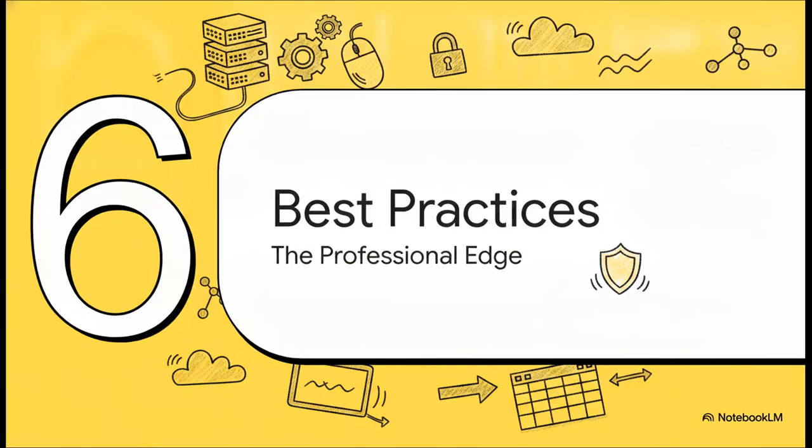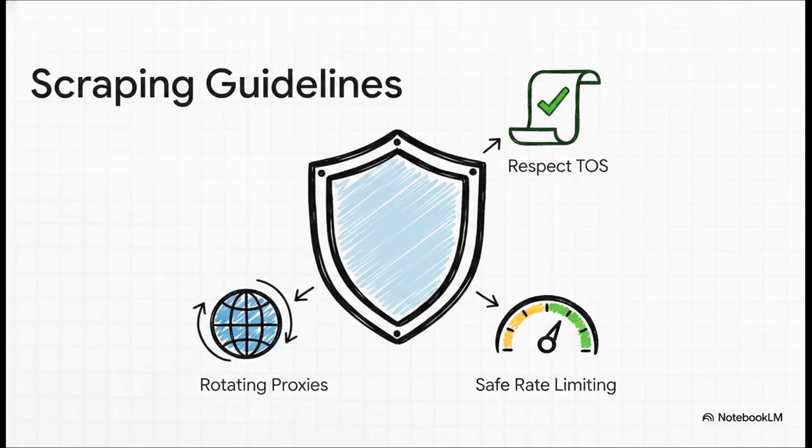All right, final stretch, Section 6, Scraping Best Practices, the Professional Edge. Look, writing the script is really only half the battle. To scale your automation without getting your IP totally blocked, ethical guidelines and technical protections have to go hand in hand. Always respect a website's terms of service and check their robots.txt file. Crucially, you've got to implement rate limiting. Seriously, do not hammer a server with 1,000 requests a second. It overloads their systems and pretty much guarantees you'll get blocked.